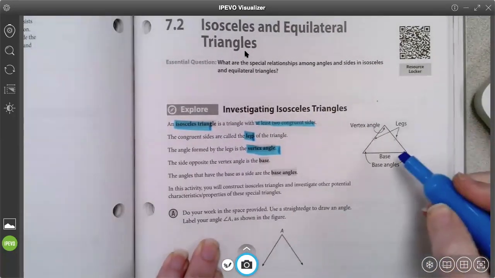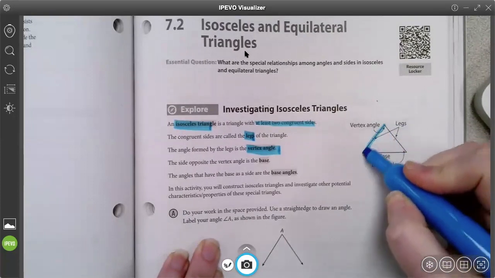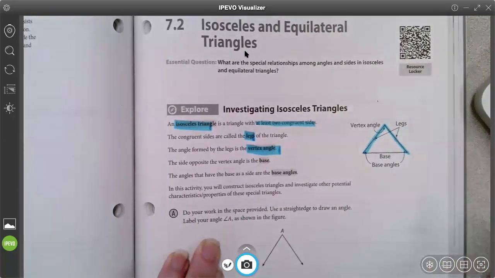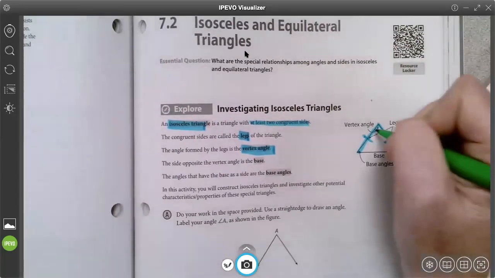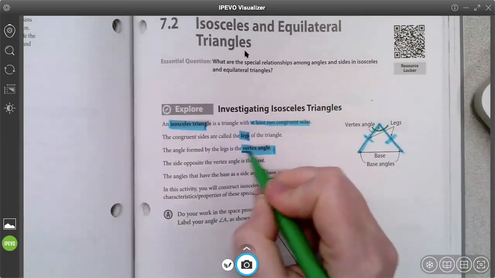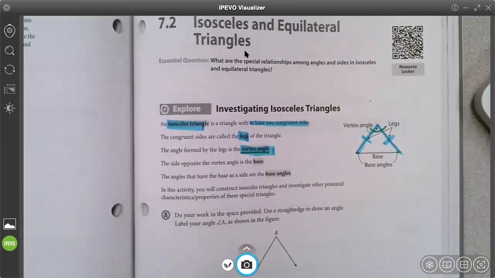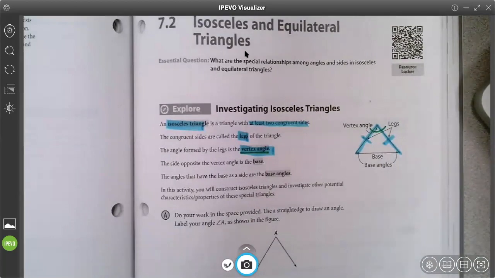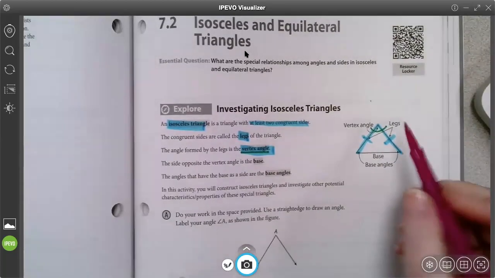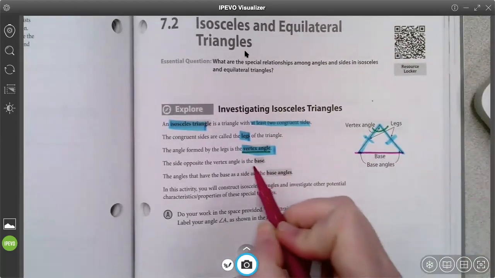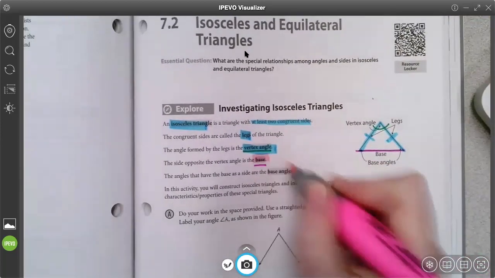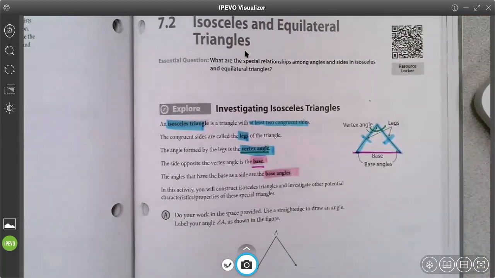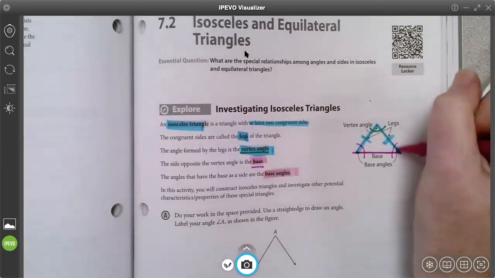So over here on the example, here's a leg, here's a leg. We know that they are legs because they're marked congruent. Your vertex angle is as marked up here. And the one side that is different from the other two is called the base. On the ends of that base, you have two base angles. Those are here and here.